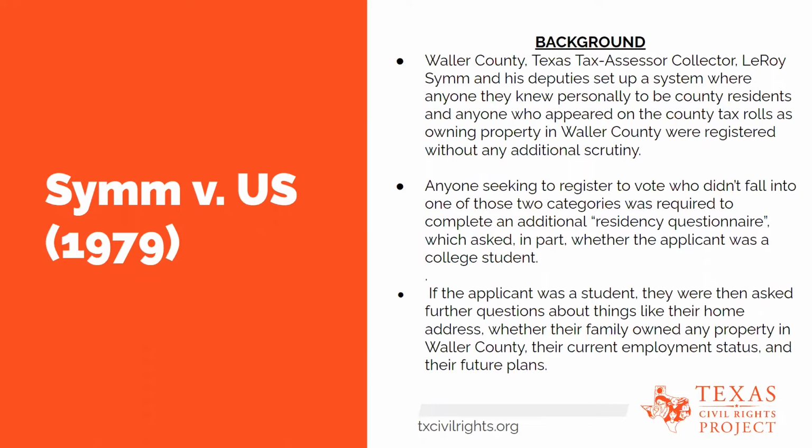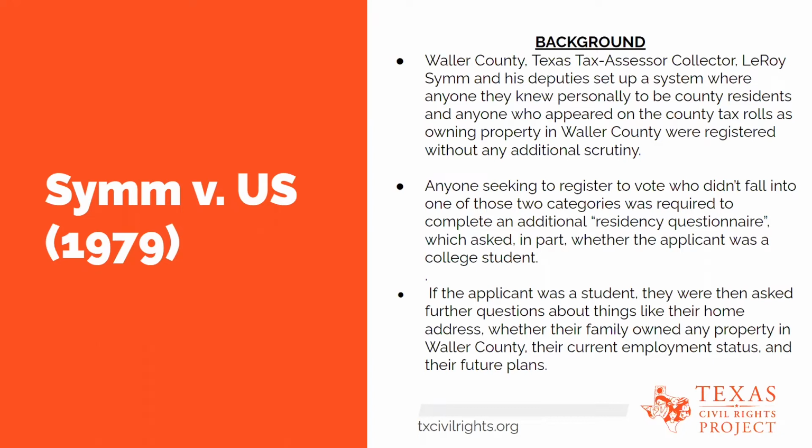As we'll discuss later, Waller County is home to Prairie View A&M, which is the first and largest HBCU in the state of Texas. And as tax assessor-collector, Sim was in charge of Waller County's voter registration and its voter rolls. Remember, the 26th Amendment was passed and ratified in 1971, so this type of behavior took place almost instantly after it was ratified.